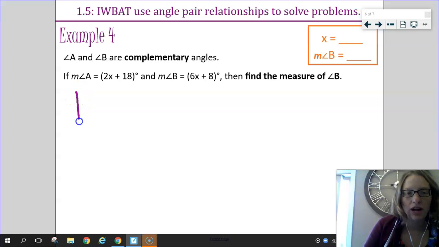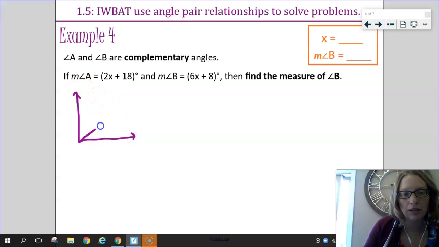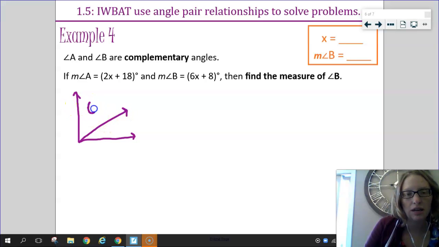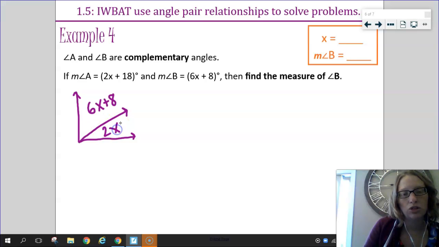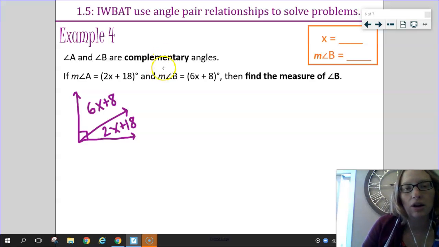So your picture, we've got two complementary angles. That means that they add up to 90 degrees. And you know that one of the angles measures 2x plus 18, and one is 6x plus 8. Since we don't know what x is, I'm just doing my best to guess that the one that's 6x plus 8 is bigger than the one that's only 2x, but your picture is just to get a general idea of what's happening here. So I've got two angles that add up to 90 degrees because it said they're complementary, and that's what complementary means.